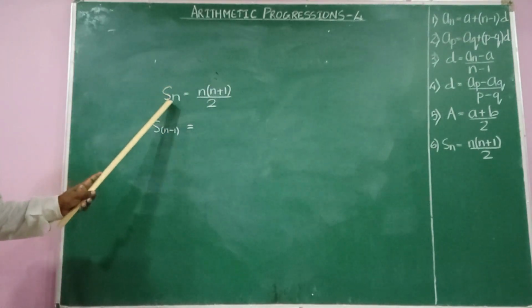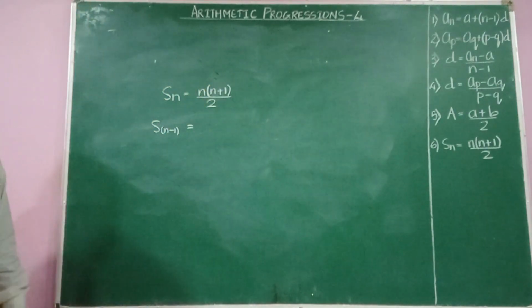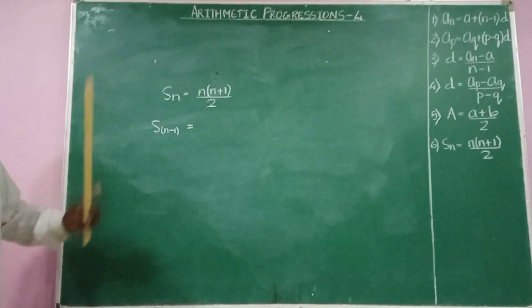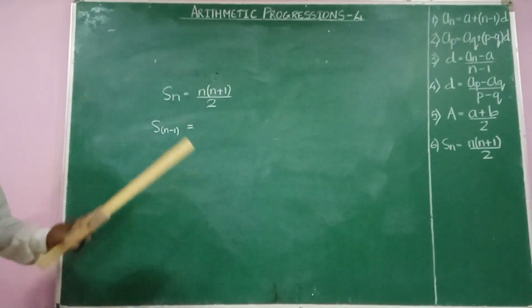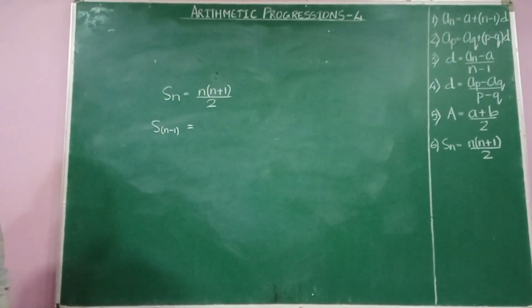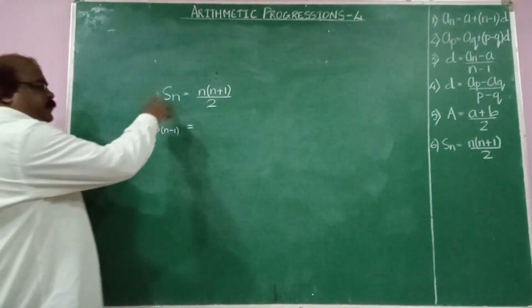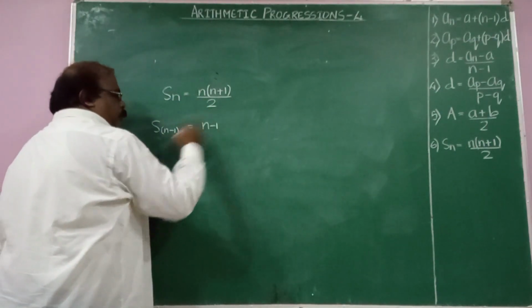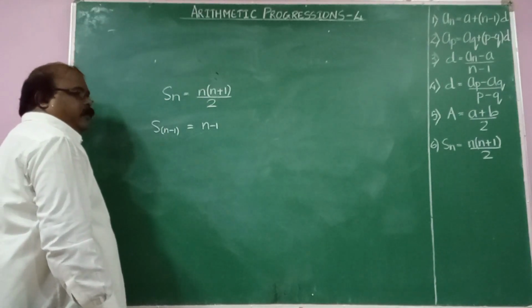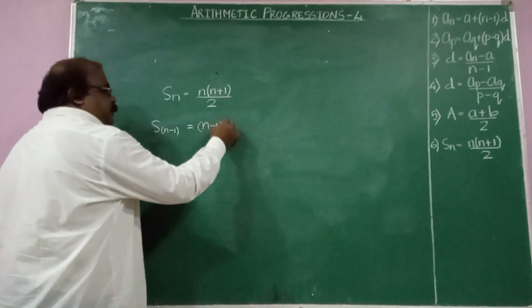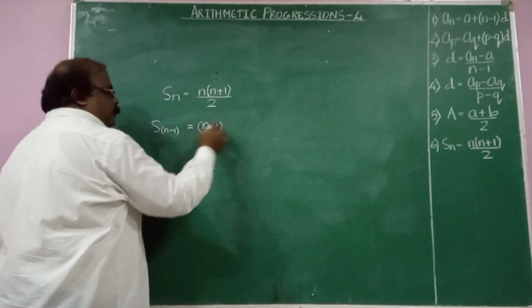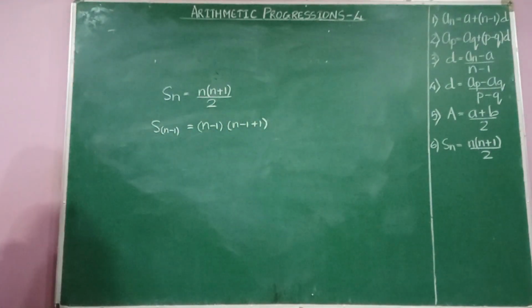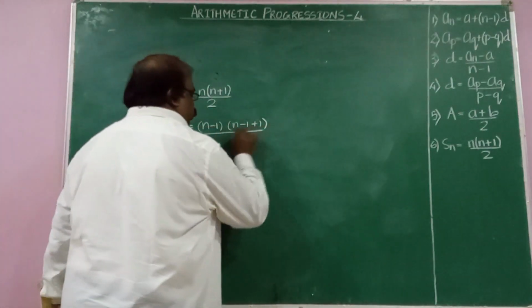When I asked you what is S5, it was 5 into 5 plus 1 upon 2. When I asked you what is S10, 10 into 10 plus 1 upon 2. Now I am asking you what is the value of S of n minus 1. Same formula I use. Same number, let me write here, n minus 1. Next number should be one more than this. N minus 1 plus 1 upon 2.